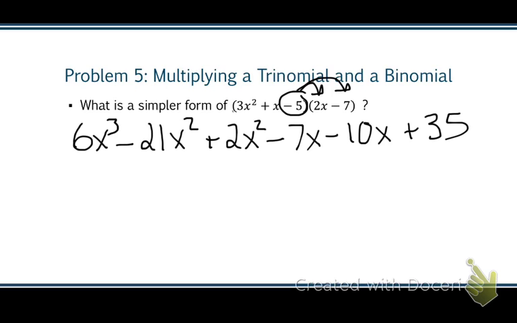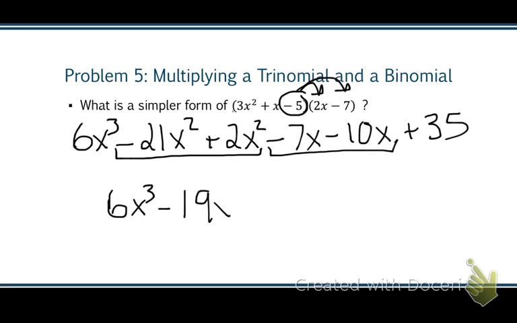Then I need to combine a lot of like terms. So here's one set of like terms, and here's the other set of like terms. So my final answer is 6x cubed minus 19x squared minus 17x plus 35.